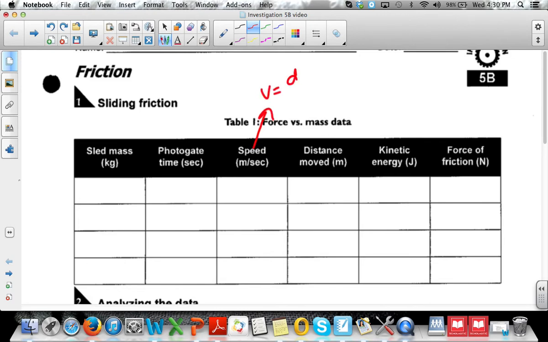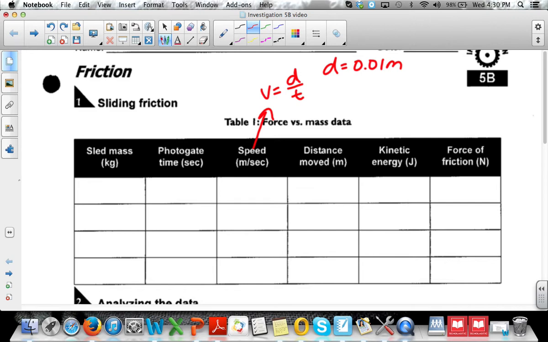We've got distance over time. And remember that distance in this case is 0.01 meters because it's that little flag on the car, and the flag is 1 centimeter, and if you convert that to meters, it's 0.01. So distance moved, you can measure that along your track. That's just how far did the car go.